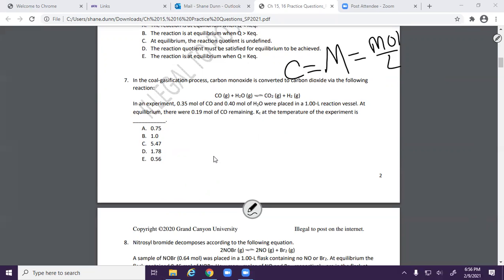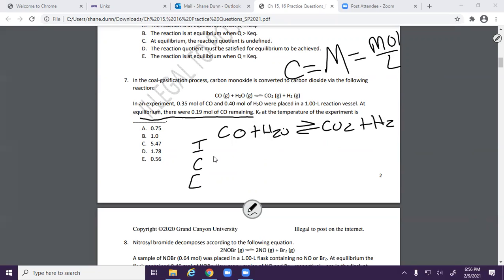There is something I did notice, though, that is very concerning. At equilibrium, there is stuff remaining. If it ever mentions stuff is remaining, guess what you have to do? Ice table. So CO plus H2O gives you CO2 plus H2. Ice table: initial, change, end is what that refers to.